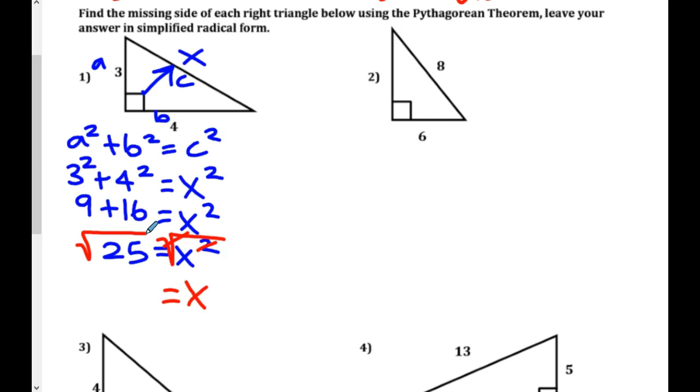Do we know the square root of 25? Hopefully you do. If you weren't sure, you could do a factor tree and find out. But we actually hopefully know that 5 times 5 is 25. So the square root of 25 is 5. Now I'm done. So sometimes people mess up on Pythagorean Theorem because they don't do the last step. You got to square root. Okay. So number 1, I was missing the hypotenuse.